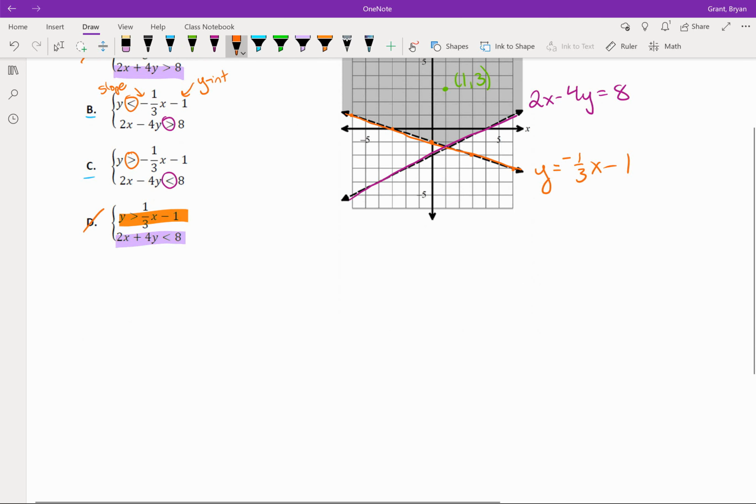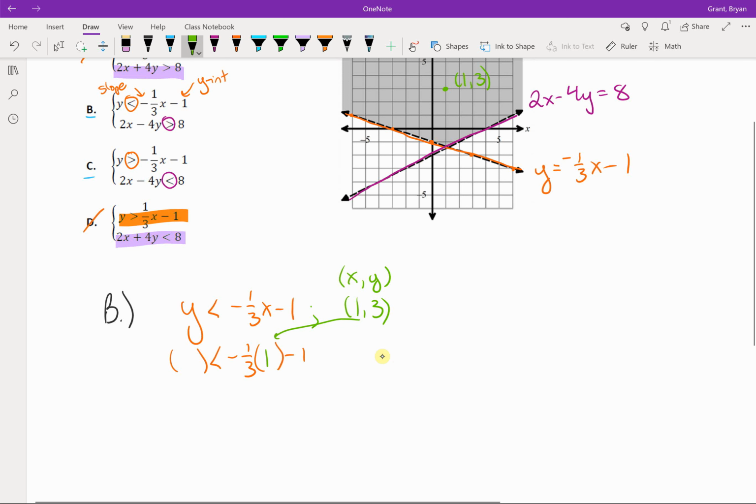So, checking answer choice B. I have two equations to check. The first one is the equation y is less than -1/3 x minus 1, and the point that I want to use again is the point 1, 3. Don't forget that points go x, y, so that means in my equation here I have a few things that won't change and a few things that will. The x needs to be replaced with a 1, and the y, of course, needs to be replaced with a 3.